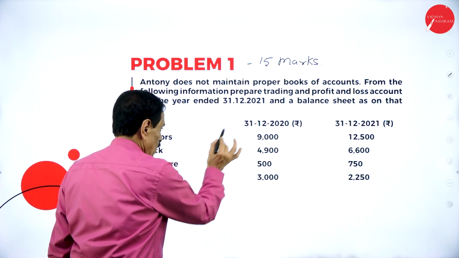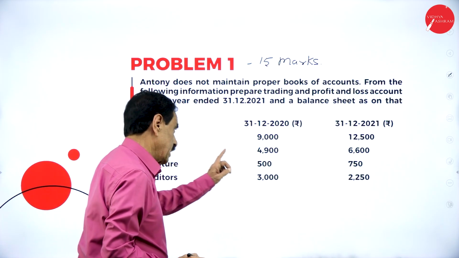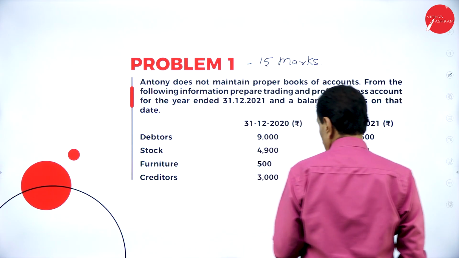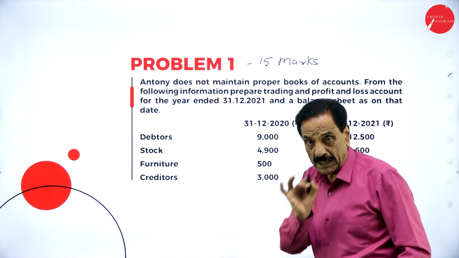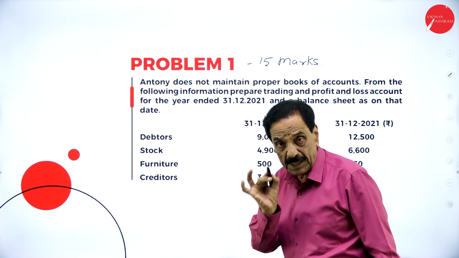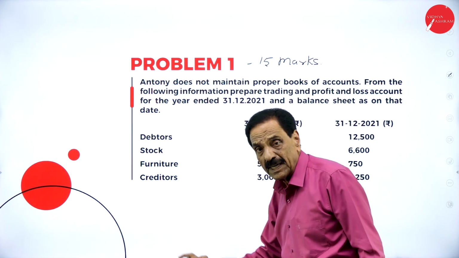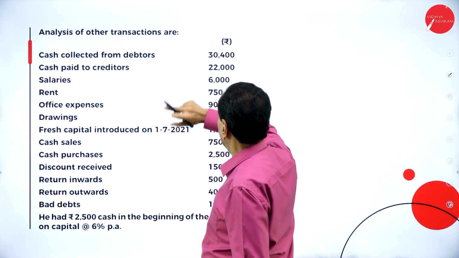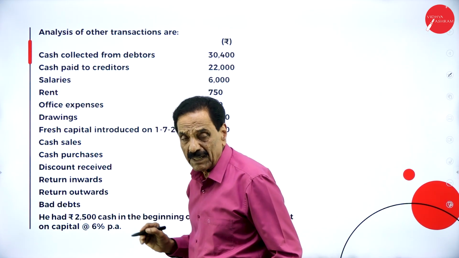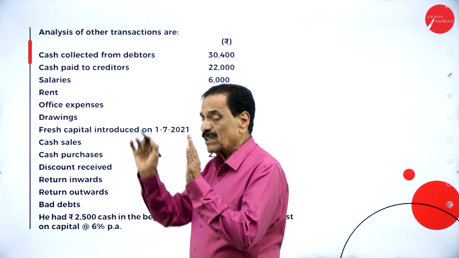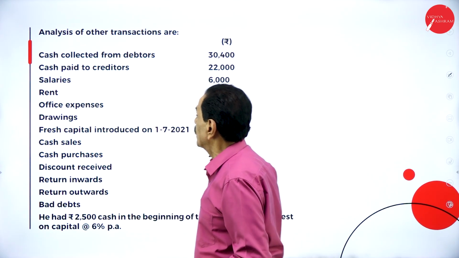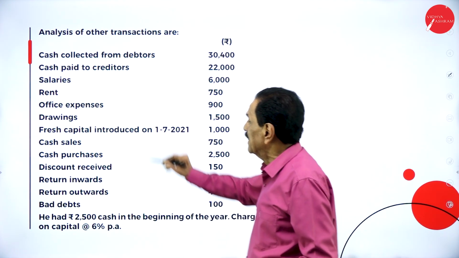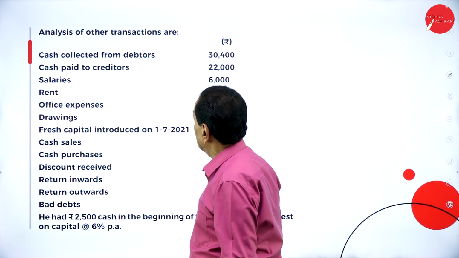Debtor becomes an asset, stock becomes an asset, furniture becomes an asset, creditor becomes a liability. This is an analysis of other transactions. Cash collection from debtor: cash received, in the debtor account by cash will come. Cash paid to creditor: debit entry of the creditor, to bank account or to cash. Salary paid comes under cash account.